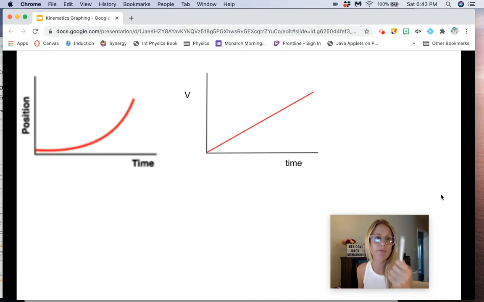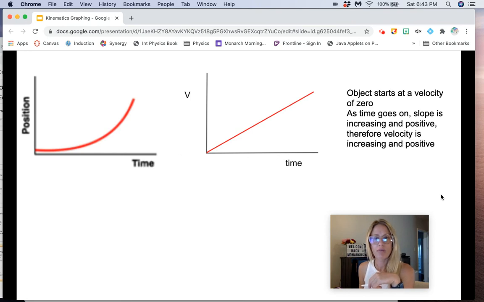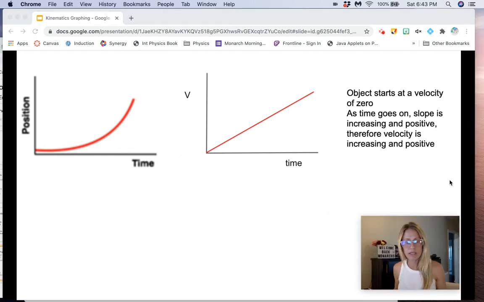You're actually going to match the position versus time graph with the corresponding velocity versus time graph. Here's a little description of what's happening. So the object starts at a velocity of 0, and as time goes on, the slope is increasing and positive, therefore velocity is increasing and positive. All right, let's try one more with this.